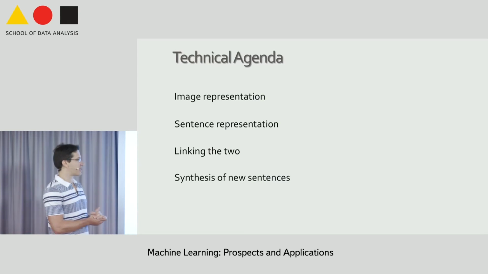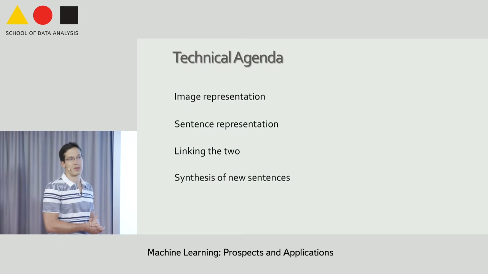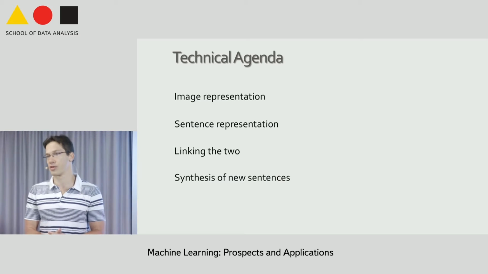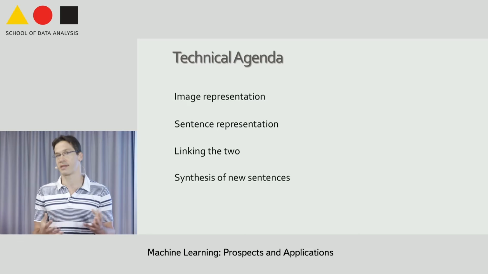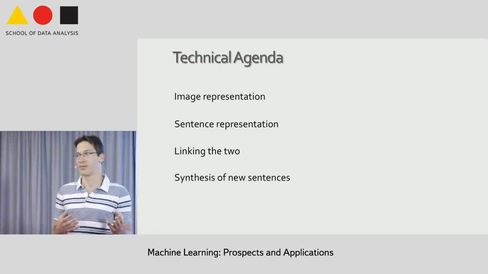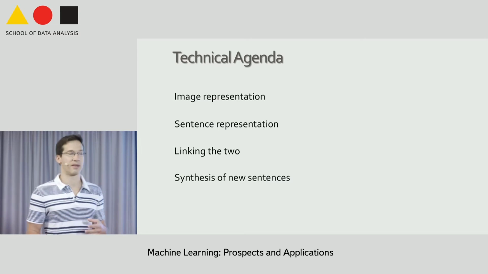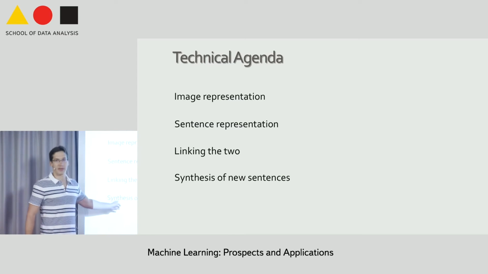So I'll describe the technical agenda. We are going to describe our image representation. This is going to be very short because we just use the workhorse of deep learning in computer vision, which is convolutional neural networks. And then I'm going to describe how we represent the sentence. Then I'm going to move on to how to combine images and the sentences together. And then I will present very shortly how to create new sentences.